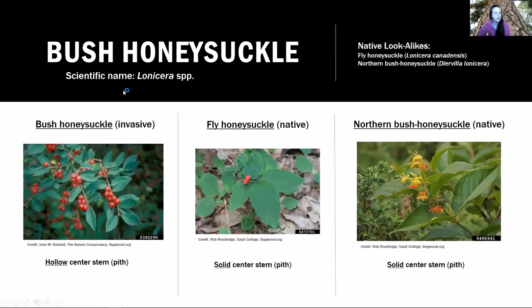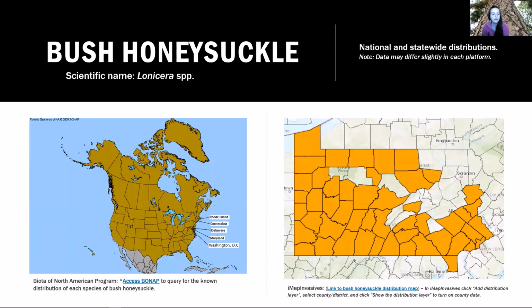Okay, and then just some lookalikes. These are both native species to be aware of. So we have fly honeysuckle and northern bush honeysuckle. Just looking at these photos of the leaves and the berries, and the northern bush honeysuckle here has the flowers as well, it may not always be enough to tell the difference between these. So again, the way to really tell for sure is to get a stem off the plant, crack it open, and look inside at what that pith looks like. If it's hollow, it's very likely a bush honeysuckle, whereas if it's a solid pith, it's probably one of our native honeysuckles. And here is the distribution map.